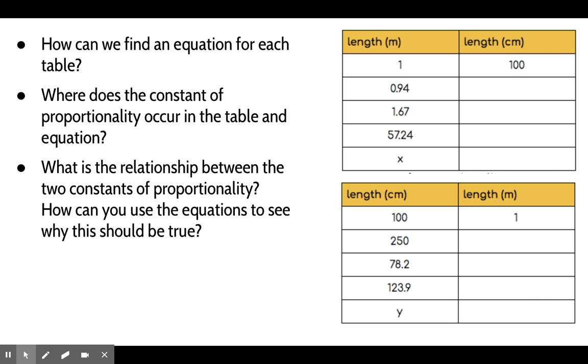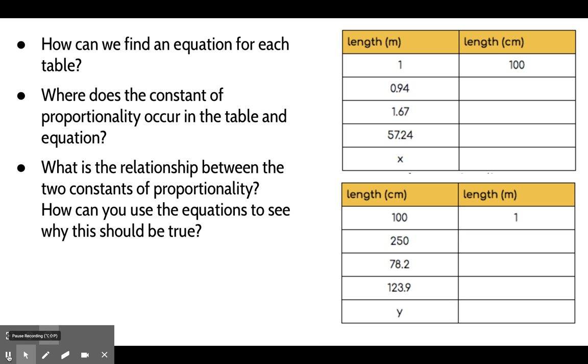Well, we can do that using the constant of proportionality. Okay? So, looking back at my student companion, the constant of proportionality for the first table was 100. And then for the second table, you should have noticed that you could have done 1 over 100 or 0.01 for your constant of proportionality. So your equation for the first table is y equals 100x, and your equation for the second table would have been y equals 0.01x.